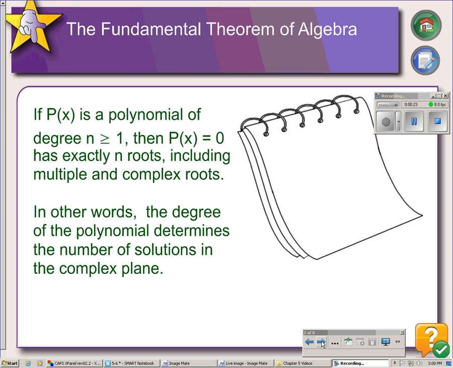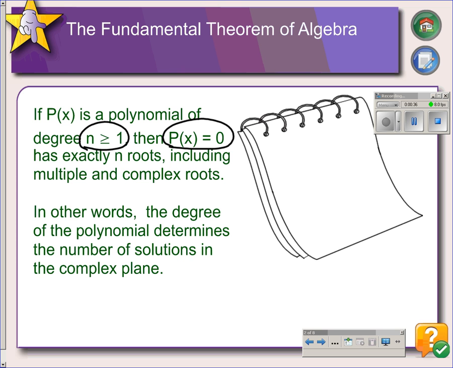Here is the Fundamental Theorem of Algebra. It says if you have a polynomial whose degree is greater than or equal to 1, then if you set the polynomial equal to 0, you will have exactly n roots. The roots could be real or they may be imaginary, so the roots will be called complex roots. Another way to state this is the degree of the polynomial will tell you how many solutions there are.